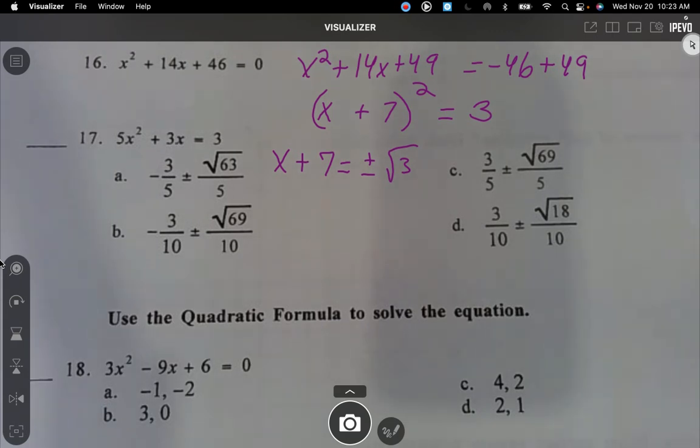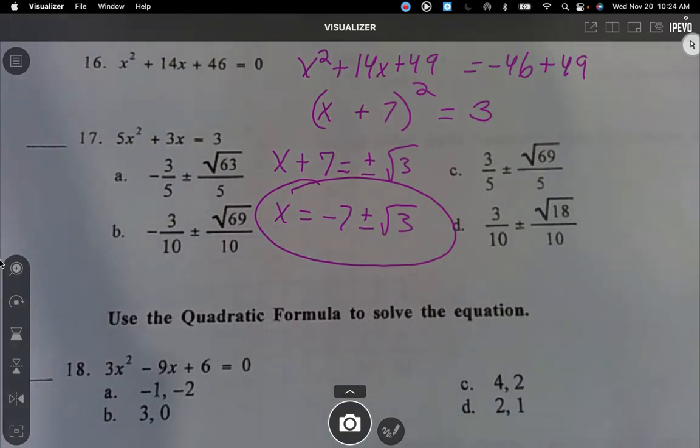Are we okay with that? Then what do you do to solve? You have to subtract 7. So I get negative 7 plus or minus the square root of 3. That's our answer. Theirs just have fractions on the other one. So what's the answer? That is your answer. That's both of them. It's negative 7 plus the square root of 3 and negative 7 minus the square root of 3.